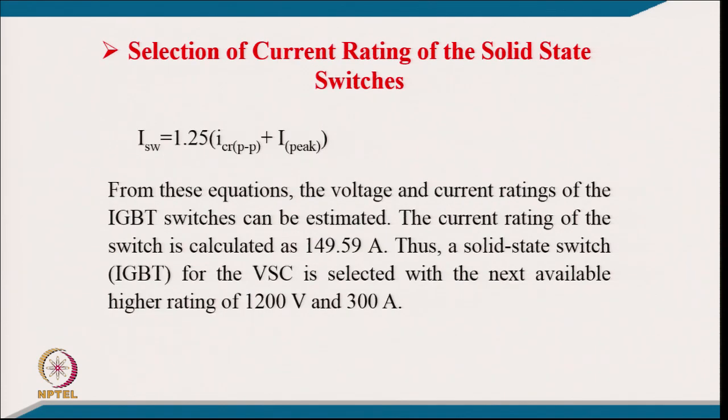The switch current rating we decide again with a factor of 1.25 applied to the ripple peak current plus the peak of the DStatCom current. From this equation the voltage and current rating of the IGBT can be estimated, and the current rating of the switches is calculated as 149.59. The solid state switch of the VSC is selected with the next typically available higher rating of 1200 volt and 300 ampere.